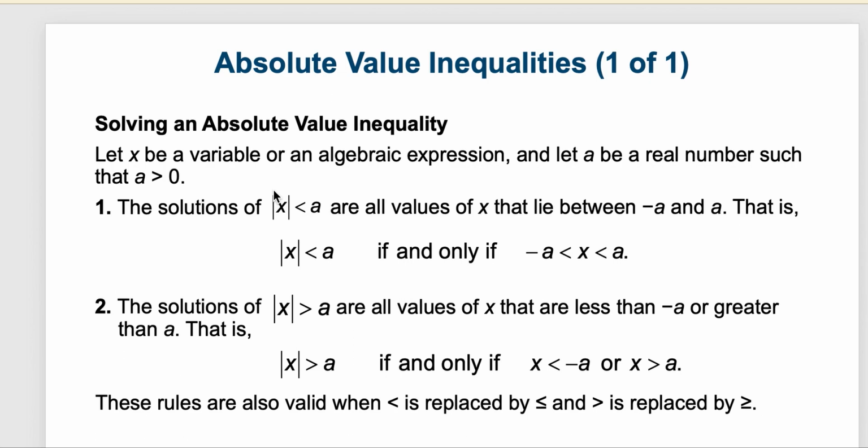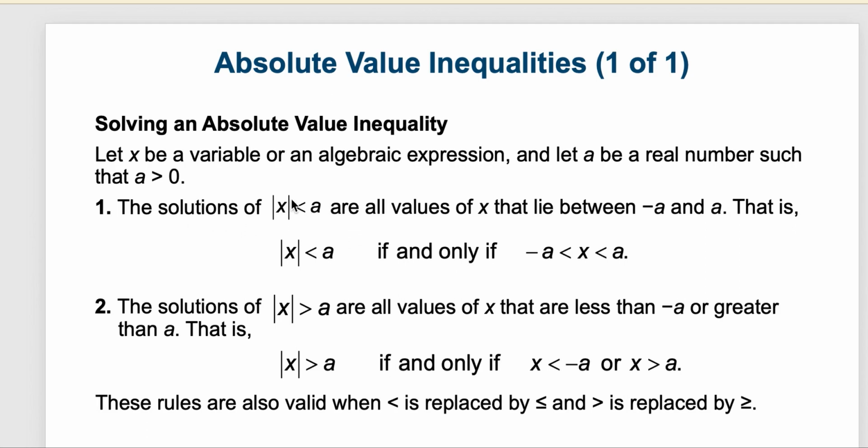So what does it mean to be absolute value? Suppose you have x as your variable or an algebraic expression. It doesn't have to be an x, it can be an expression, like ax plus c, 5x minus b, anything like that. And a is a real number, and we are going to assume that a is greater than 0. This part is really important. So your absolute value has to be compared with a number that is greater than 0.